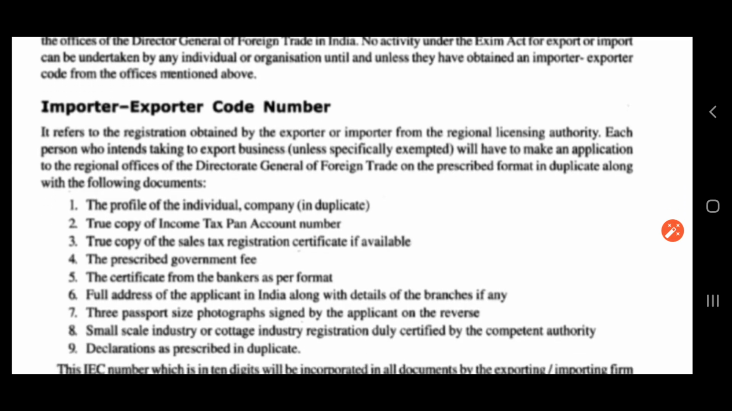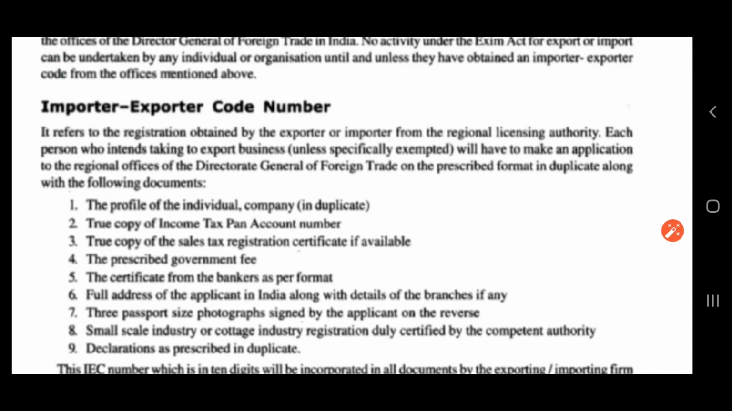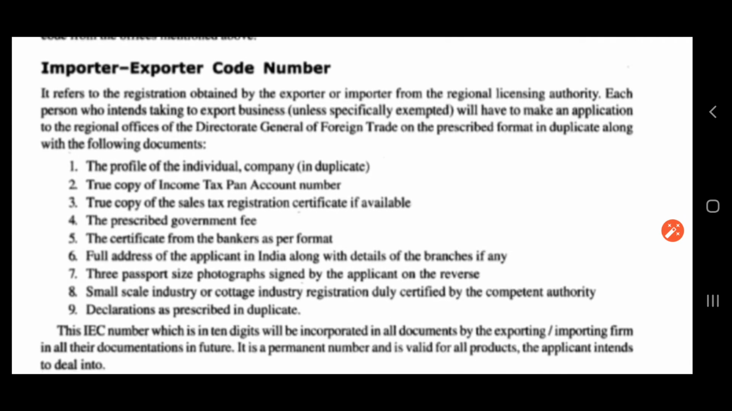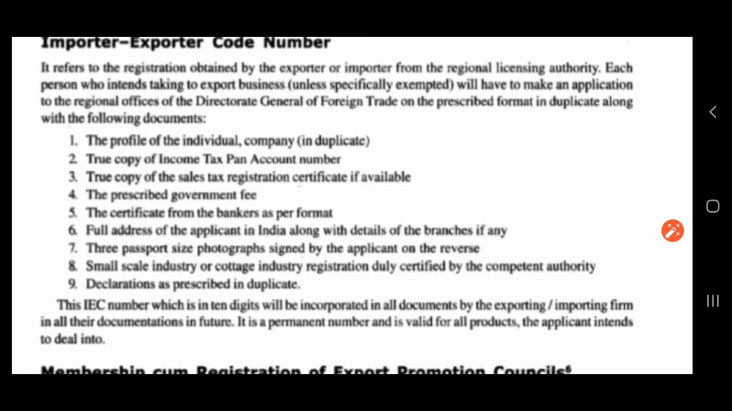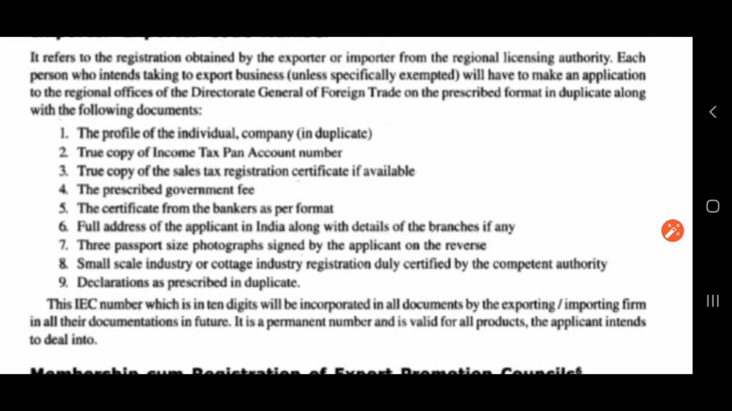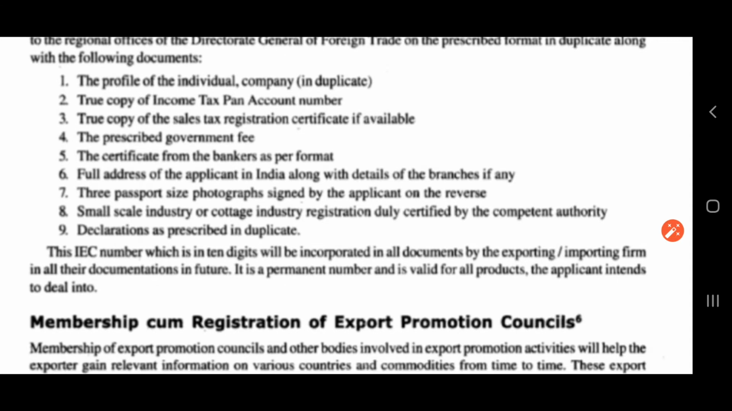and a true copy of the income tax PAN account number either of the individual or of the firm, and a true copy of the sales tax registration certificate if available, the prescribed government fee, maybe the challan with which this government fee has been paid, the certificate from the bankers as per the format. The bank where the firm or individual is maintaining an account, probably the current account, and the full address of the applicant in India along with the details of the branches, if any.